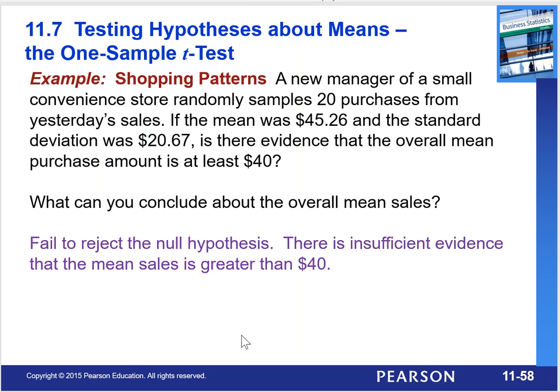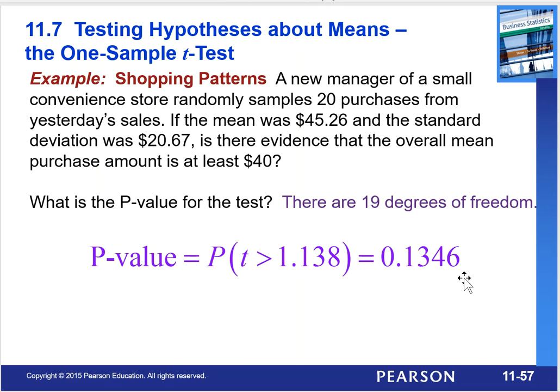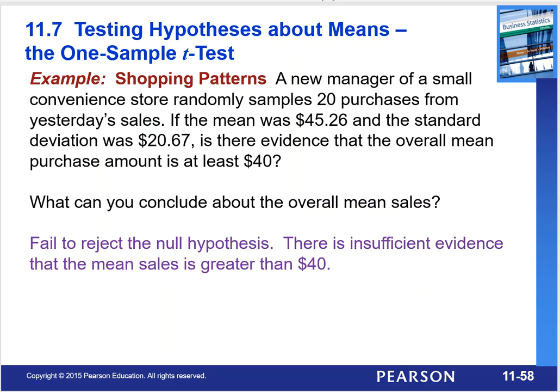What can we conclude about the overall mean sales? Hey, hold on. How big is that p? Is it bigger than 5%? Yup. Oh no, that means this is pretty likely, and therefore I'm going to fail to reject. Aha, there's insufficient evidence that the mean sales is greater than $40. Darn it, it's not greater.